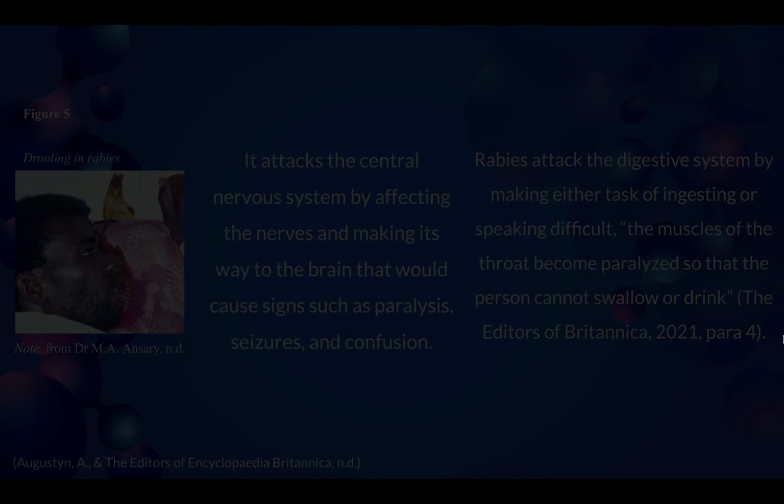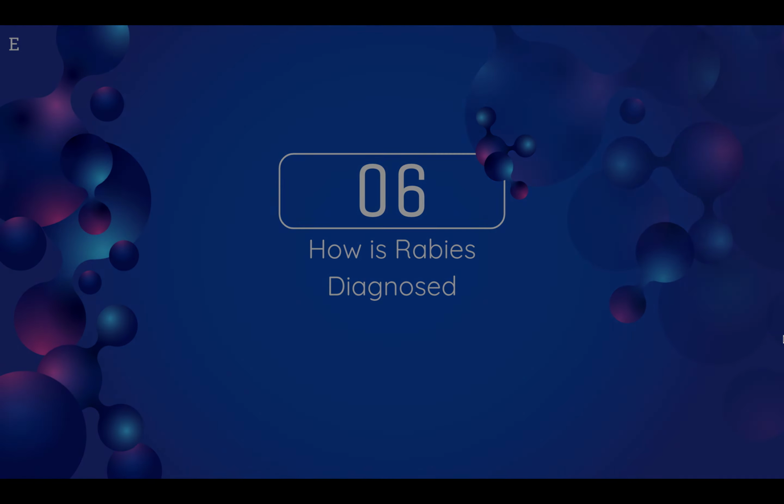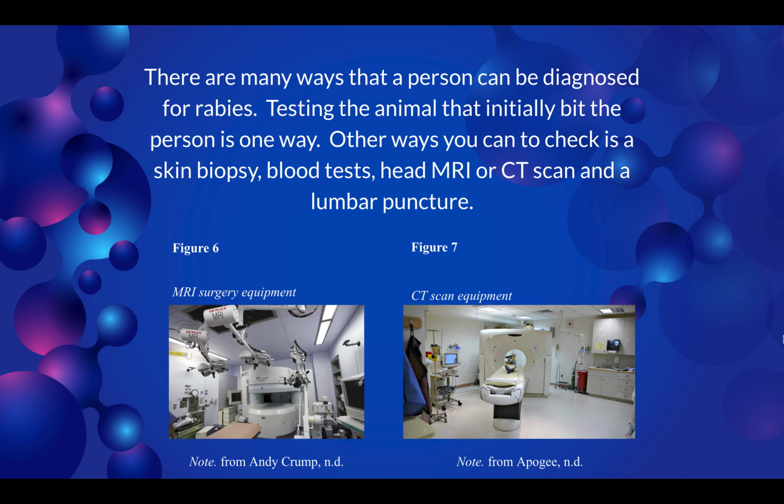Now we will speak about how rabies is diagnosed. Someone can be diagnosed in many different ways. One way is testing the animal that had bitten the person, but you'll find out later on why this isn't the easiest way. Some other ways to diagnose someone are skin biopsy, blood tests, head MRI, and CT scans. Figures 6 and 7 show you what MRI and CT scanner equipment looks like.